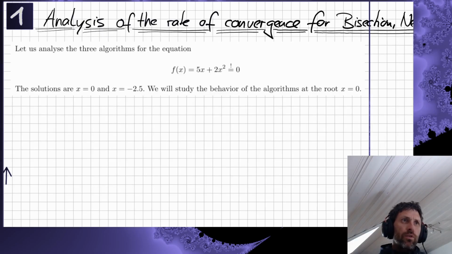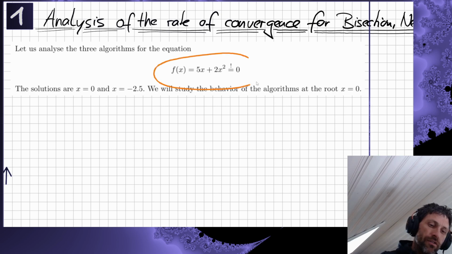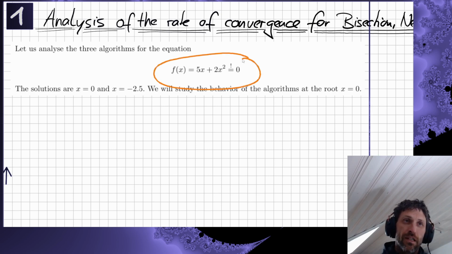Let's talk about the rate of convergence of our methods of bisection, of Newton, of the secant method, and of regula falsi. And now we want to do the mathematical analysis. So let's talk about this function. This function has two roots.